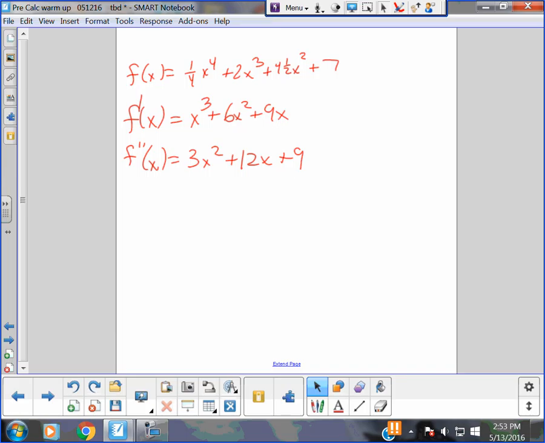I want to know about the critical points, and I want to know, are the critical points min, max, or neither? So I want to know the critical points and whether they're min, max, or neither. In the interest of time, we'll keep going.